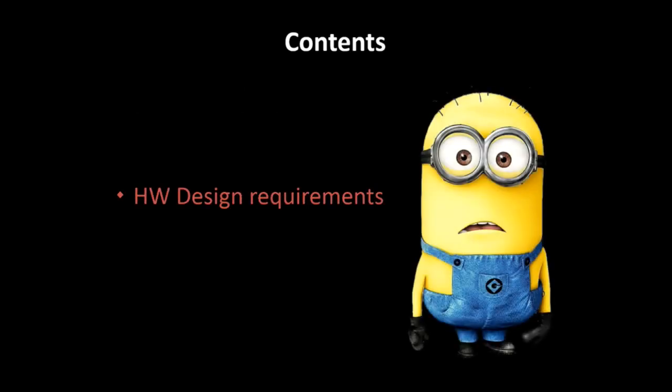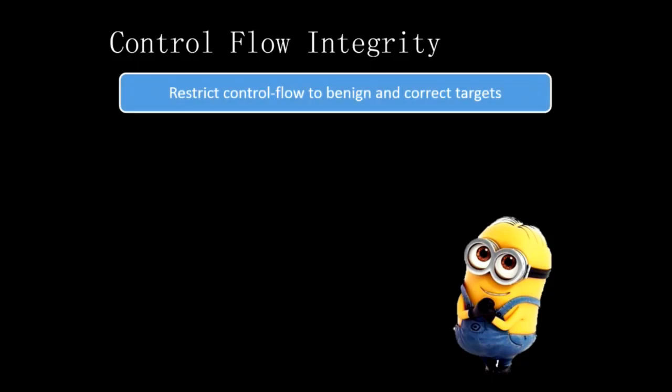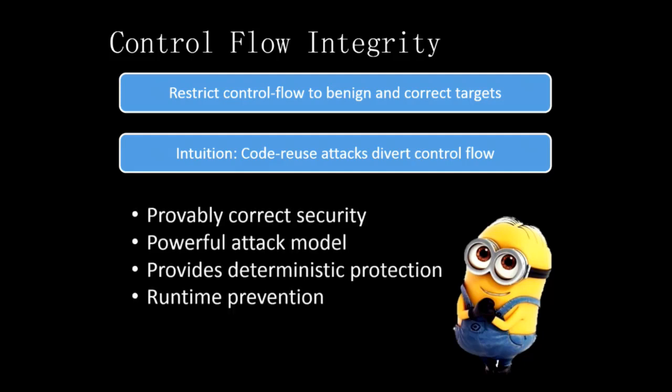So we're going to go ahead and start talking about the requirements, right? What you have to solve if you want to build some hardware defense. But before we do that, I just need to get a baseline for everybody on what control flow integrity ultimately is. It is effectively just restricting control flow to benign and correct targets. And the intuition is very straightforward. Code reuse attacks divert control flow from benign and correct targets. So presumably, if I have a great CFI policy, I'm going to be able to detect control flow hijacking.